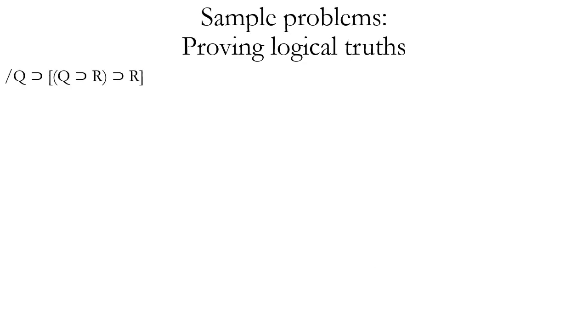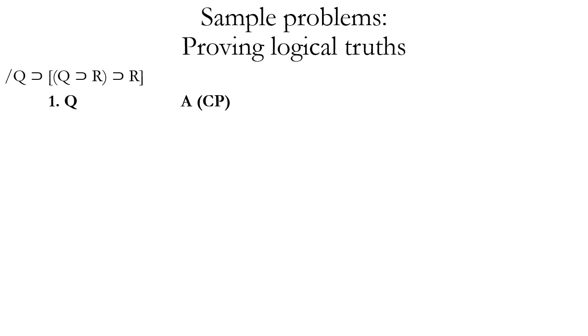Let's do some examples of proving logical truths using both the conditional proof or the indirect proof rule. So in this problem, we have as our conclusion a conditional. So that implies we're probably going to want to use the conditional proof rule. If we're using the conditional proof rule on this problem, what should we assume? We're always going to assume the antecedent of the conditional we want to prove, which in this case is Q. So we're trying to use this assumption to prove that entire consequent, parentheses Q horseshoe R, close parentheses horseshoe R.